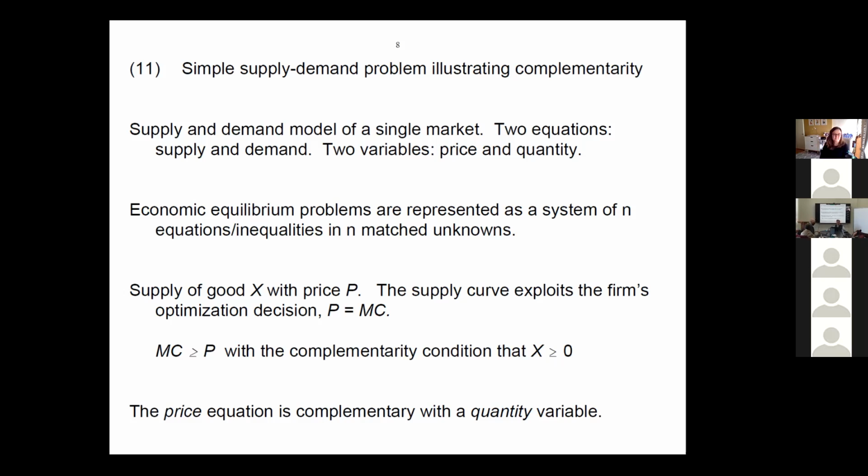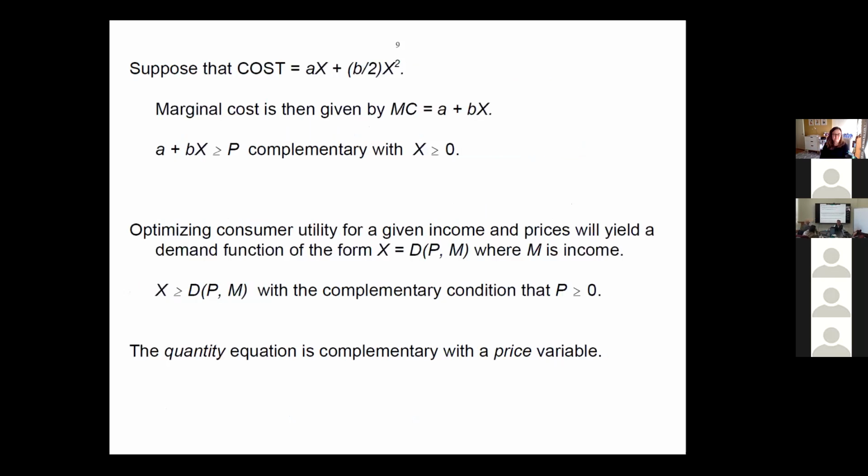Okay. So here's our first inequality. Here's a specific functional form. Cost is quadratic, so there's increasing marginal cost. So marginal cost, just take the first order and what's the derivative of cost with respect to output? You get marginal cost is A plus Bx. So the inequality becomes A plus Bx greater than or equal to P, complementary with X greater than or equal to zero.